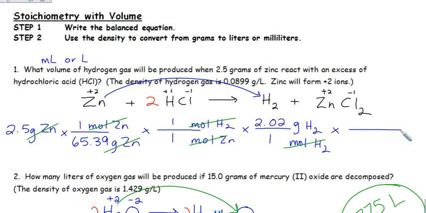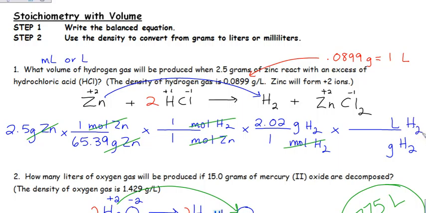So we'll cancel grams of hydrogen and switch it to volume by using the density. The density will be given to you, and when we say the density is 0.0899 grams per liter, we mean that's the mass of 1 liter. Density is a ratio. It's a proportion of grams per volume. So we can cancel grams and turn it into liters by using the density.